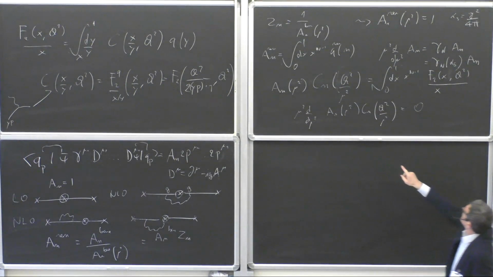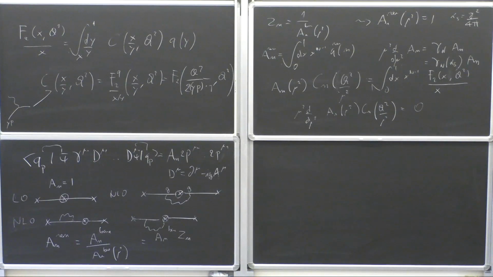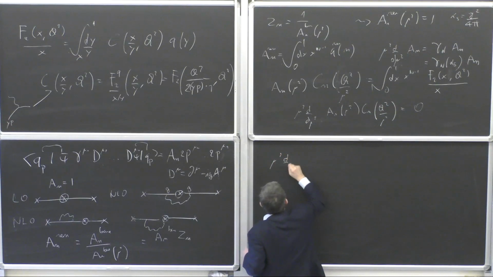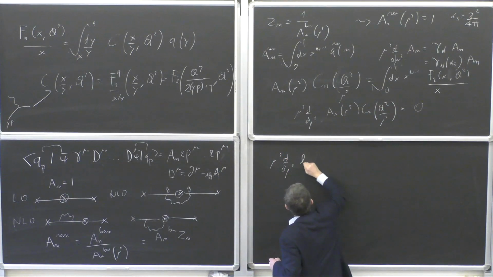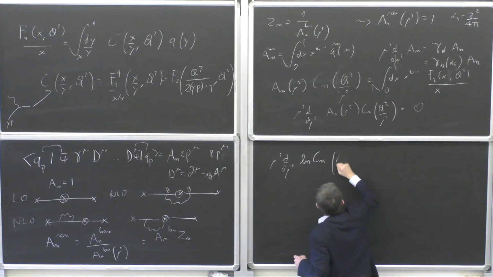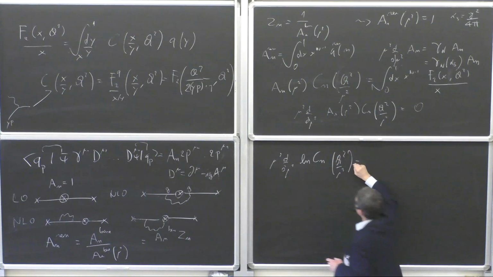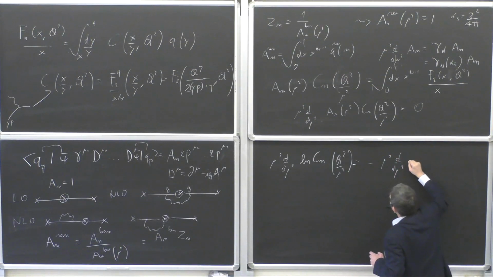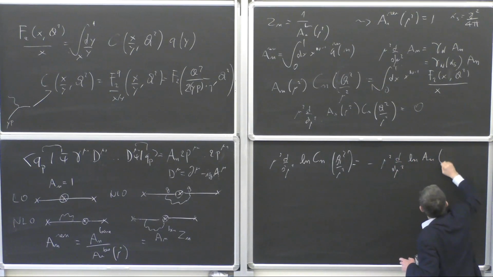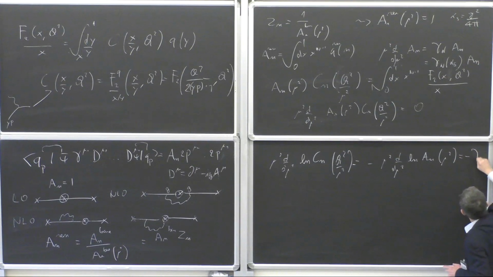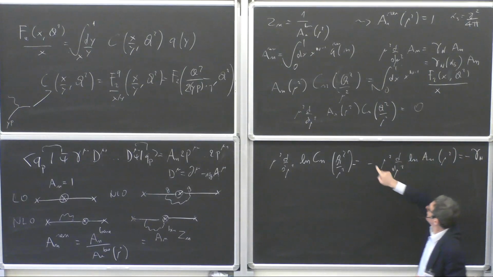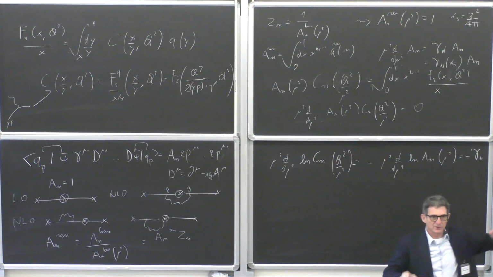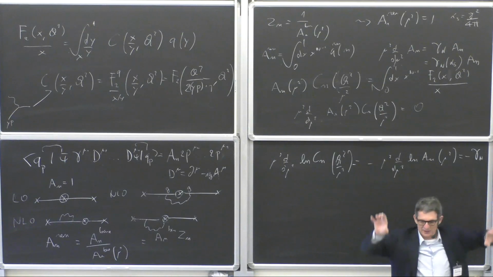Now, because I said that the scale dependence of a_n is gamma_n times a_n itself, this equation tells me that mu square d by d mu square of the log of C_n(q square over mu square) must be equal to minus mu square d by d mu square of the log of a_n(mu square). So it must be equal to minus the anomalous dimension gamma_n. I'm just substituting the equation up there into the fact that the product is invariant. So the scale dependence of one must compensate the scale dependence of the other.